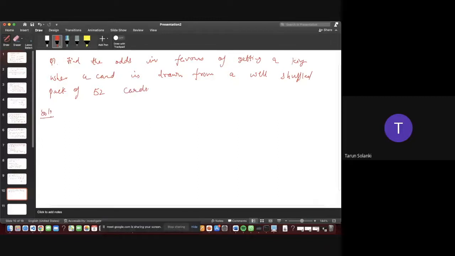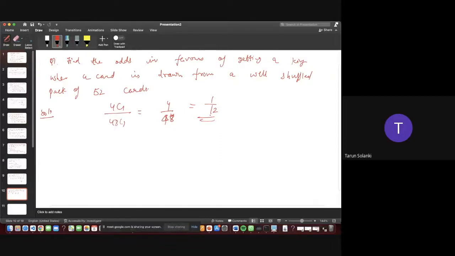That means 4C1 by 48C1, because we are drawing from four cards, correct? 4C1, four cards of king, and the remaining are 48, so 48C1. So it becomes 4 by 48. So it will be 1 upon 12. So this is the simplest one. Okay, so you can copy this.